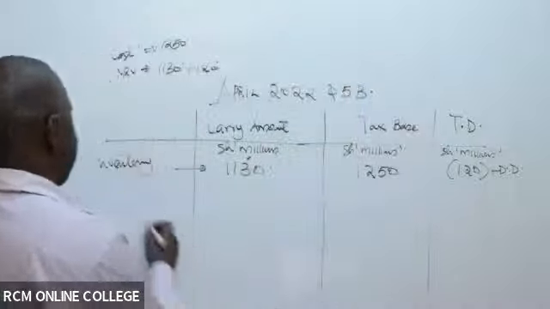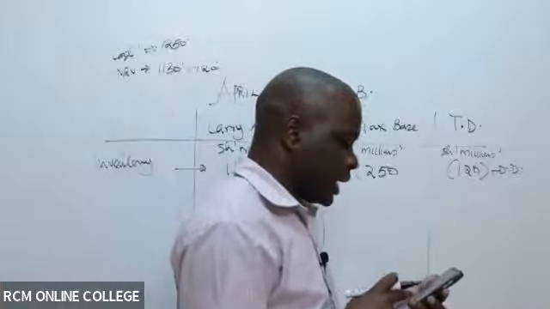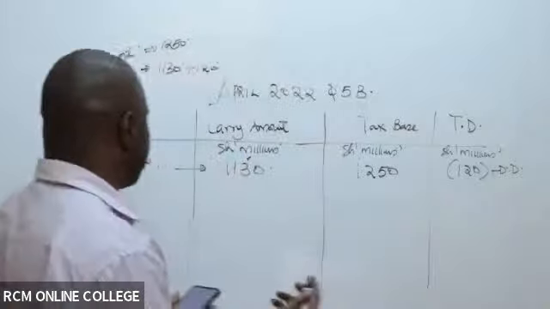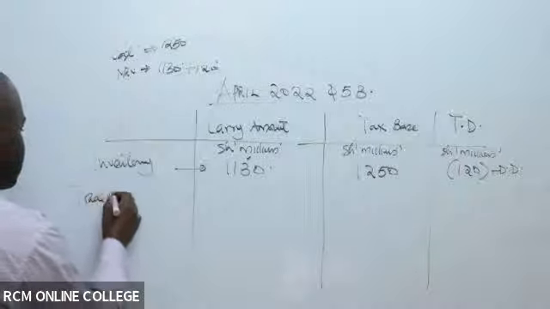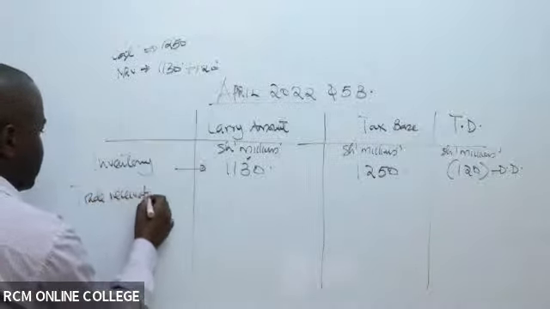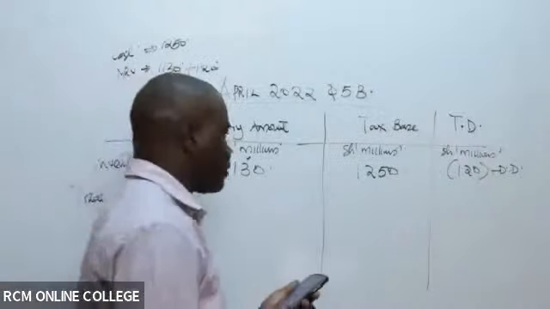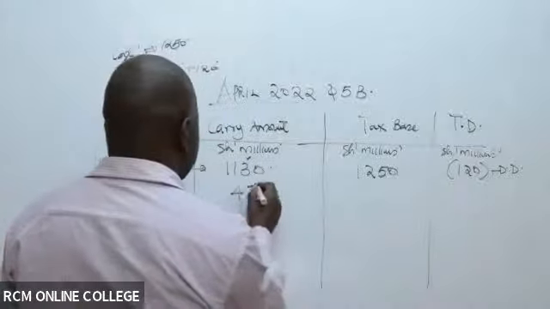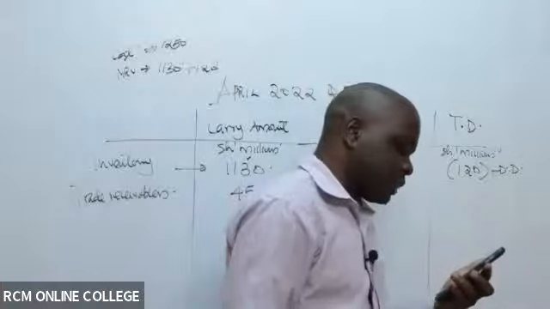Then the next one, number 2, trade receivables had a carrying amount of 450. Of course, that one you've already been told. The carrying amount was 450 million. But what are you being told about these trade receivables?